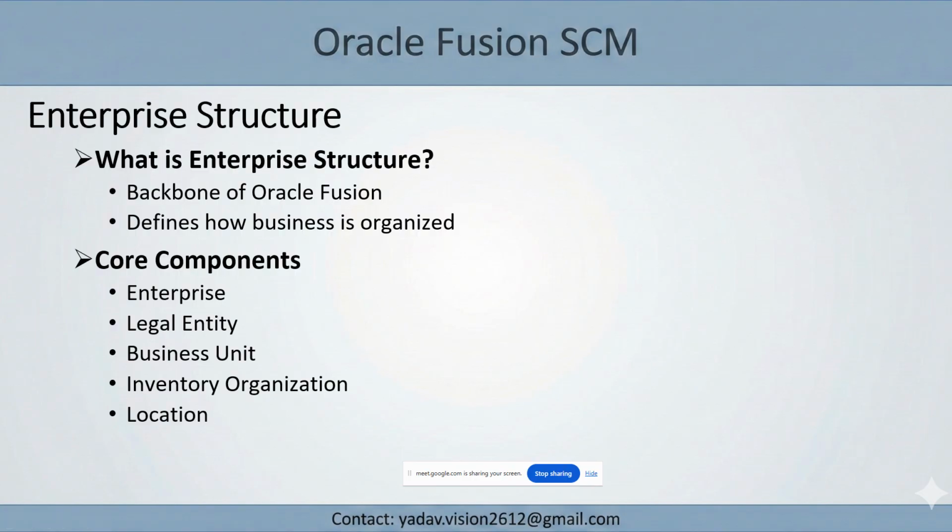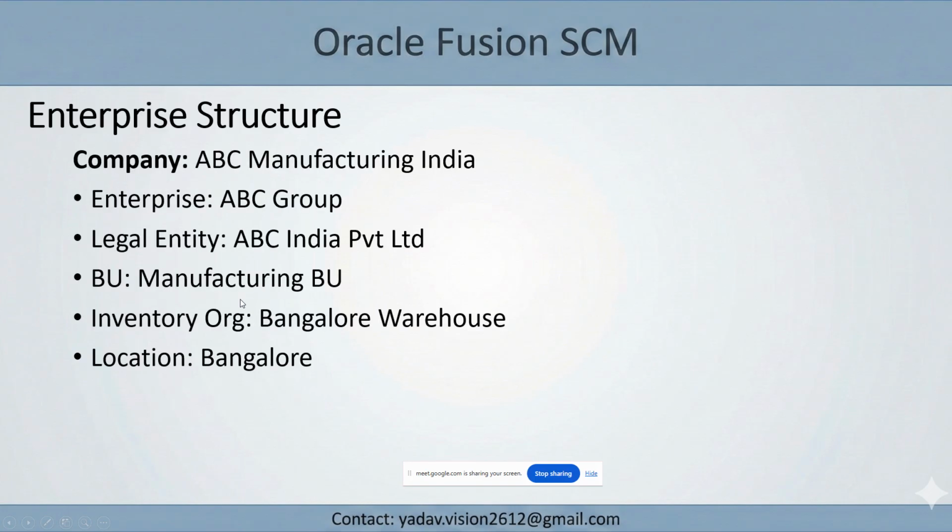Now let's start discussing your enterprise structure. I can say that this is a business structure. For any project, implementation or support, first you need to be aware of it. What is your business enterprise structure? I mean, how they are operating their business. Here are the major components in the enterprise structure. It's called enterprise, your legal entity, your business units, inventory organizations, locations, and you have the ledgers as well. So this is what the structure is going to look like.